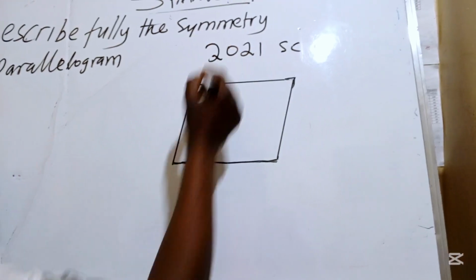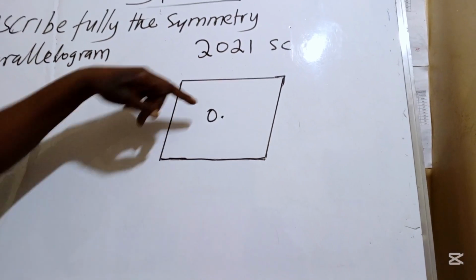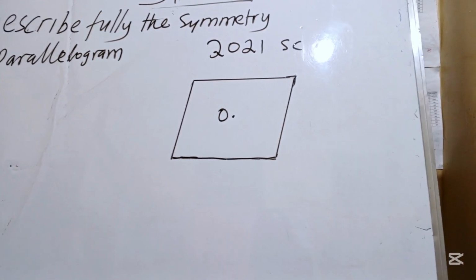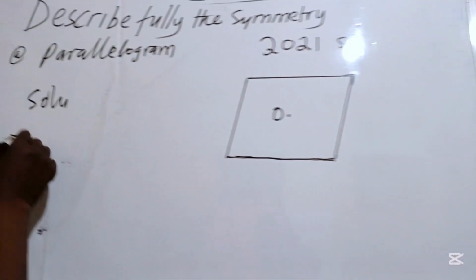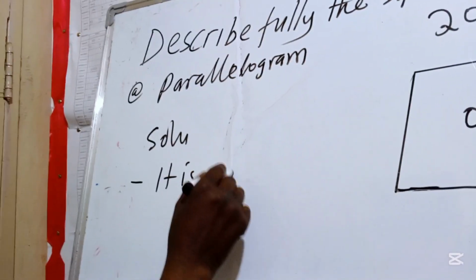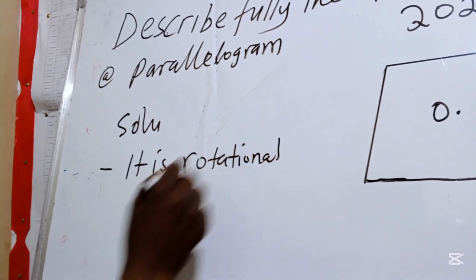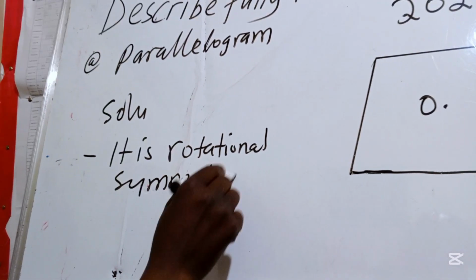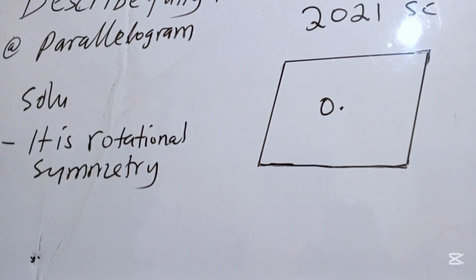They are saying we should describe fully. How do we describe fully? Mind you, they have given us the center. So rule number one, you have to remember that they are what we call rotational. You write like this, you say it is a rotational symmetry. Don't forget these words. It is a rotational symmetry. So what do you mean by rotational symmetry? For the learners, we'll be looking at it.